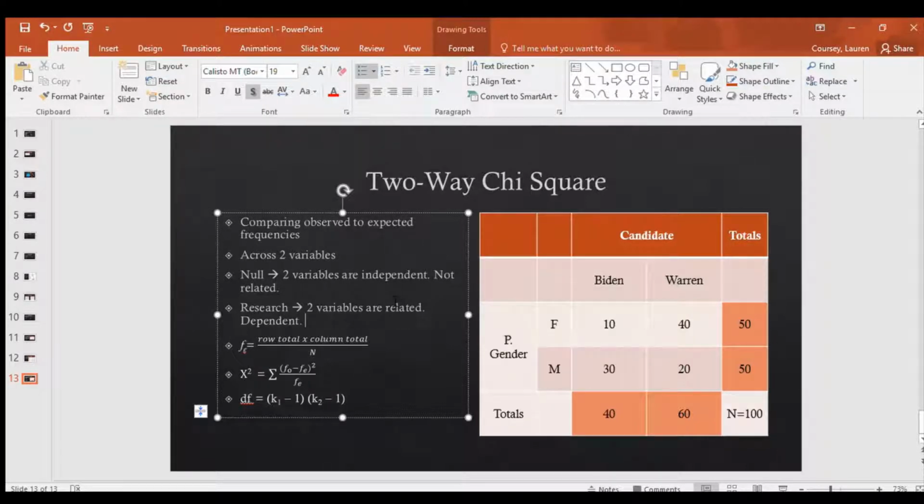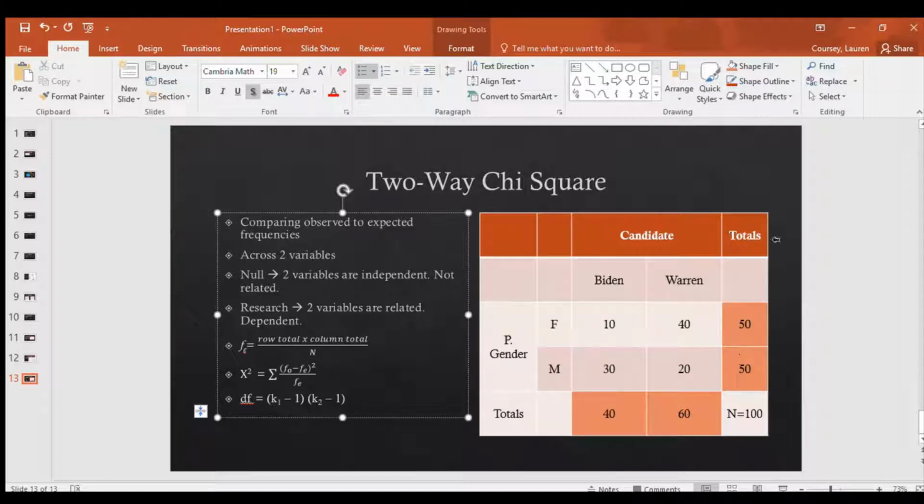So in order to test our null hypothesis, again, we have to compute a chi-square statistic, a chi-square value. Just like we did in the one-way chi-square analysis, we're going to start out by determining what is our expected frequency. The calculation for expected frequency is a little more complex because, again, we have two separate variables.